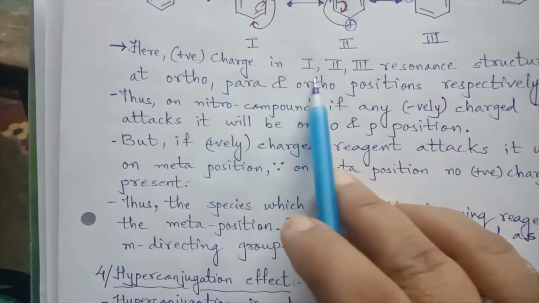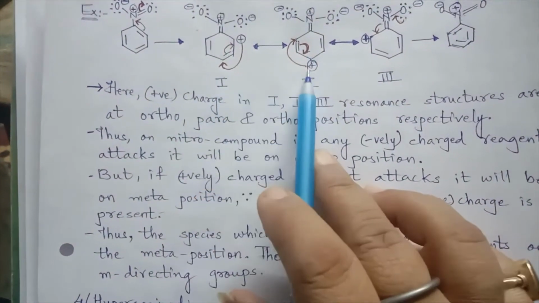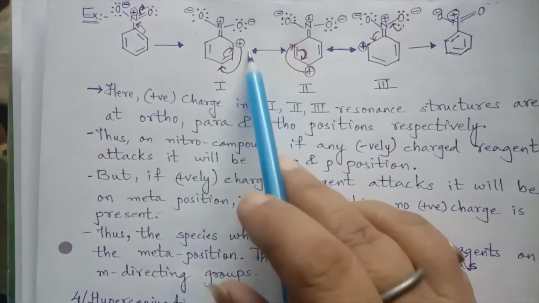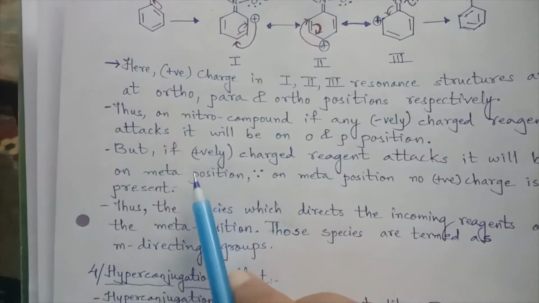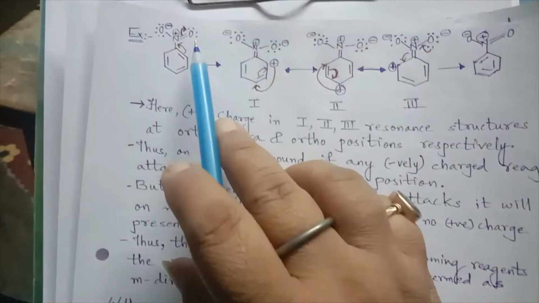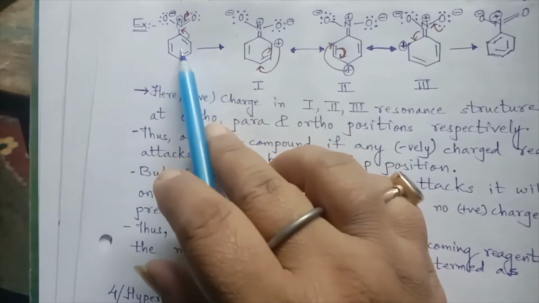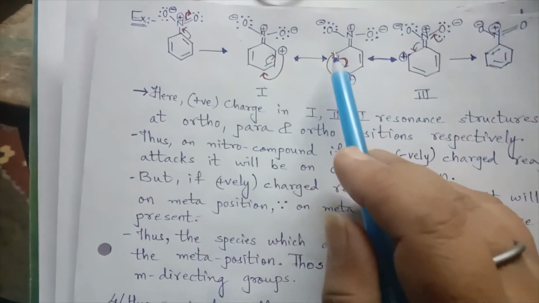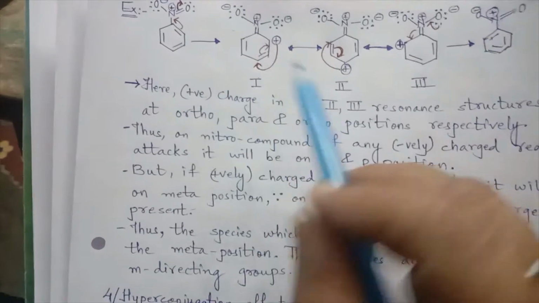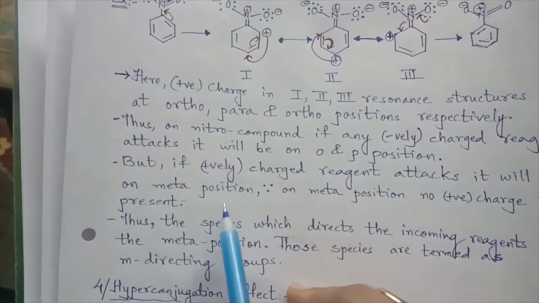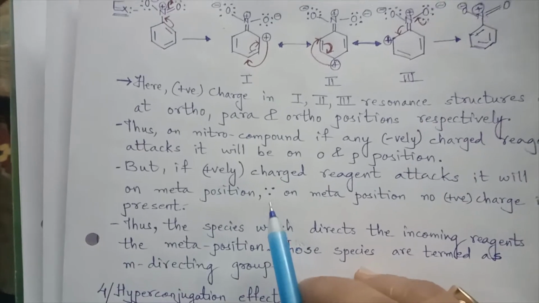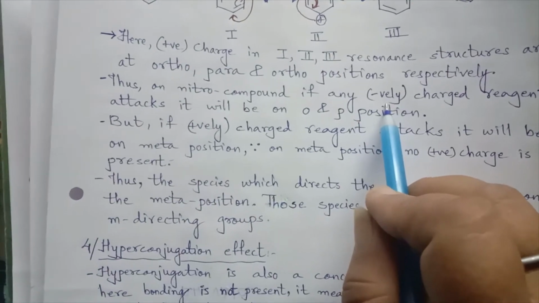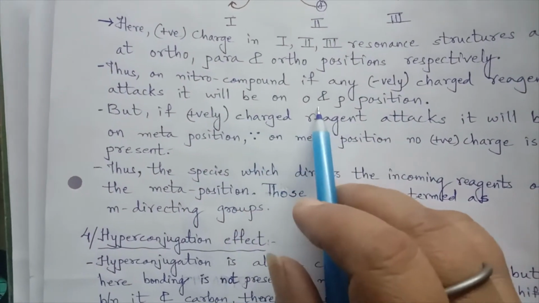So here positive charge in 1, 2 and 3 resonance structures are at ortho, para and ortho position, ortho, para and ortho position respectively. Thus, on nitro compound, nitrobenzene, see here all are positive, positive, positive. So if any negative reagent attacks, where will they take place? They will definitely attract to the opposite charge. They are negative, so they will go to positive. So if any negatively charged reagent will attack, they will definitely go to ortho and para position.